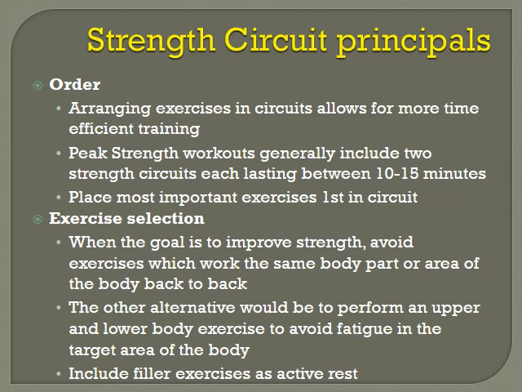But if strength is the goal, then we want to avoid those two things. We could also perform, generally, if you're doing an upper body workout, a push followed by a pull. So we would do a bench press or a dumbbell press followed by a one-arm row or a chin-up. The other alternative is to do upper and lower body exercises to avoid just fatigue in that specific area.